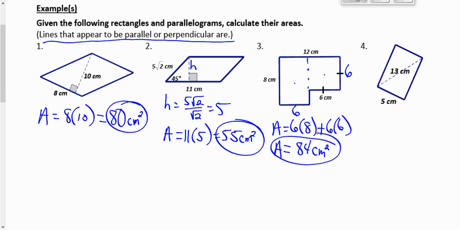Well, we need that side. What's that side? Pythagorean theorem, or what? And remember, if you're going to do a triple, show your work, okay? 5, 12, 13, right? So it's a 12.